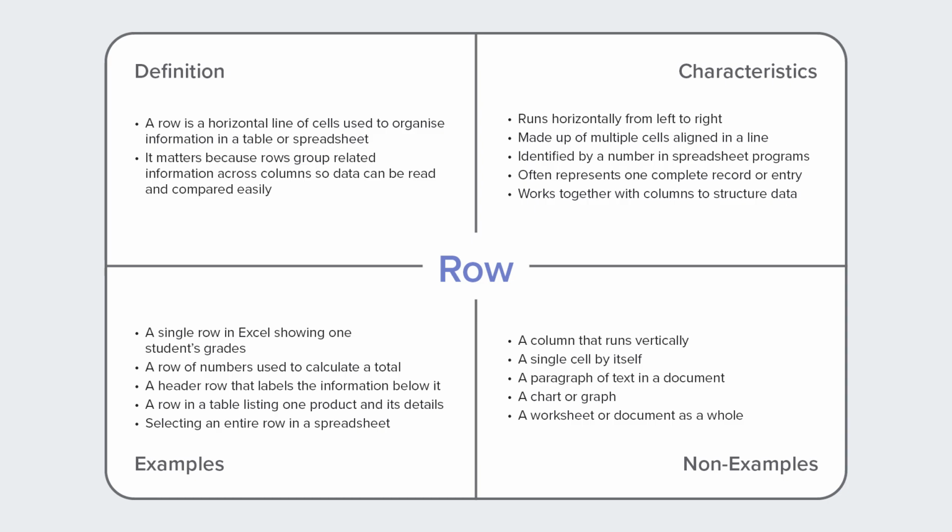This diagram organizes the idea of a row. Use it as a reference if needed. When you see a horizontal line of cells running from left to right, you are looking at a row.